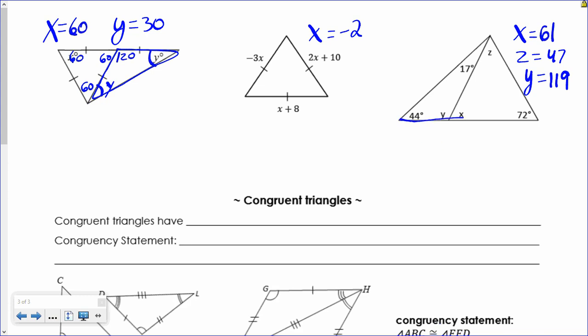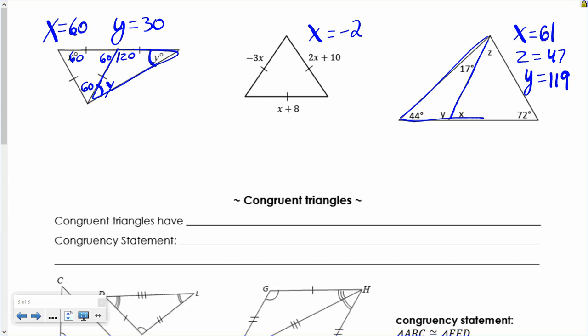X is an exterior angle to this triangle. Oh, they're two different triangles that are touching. So this x is technically exterior to the one on the left. So you can use the exterior angle theorem that says x is equal to those two angles added together.